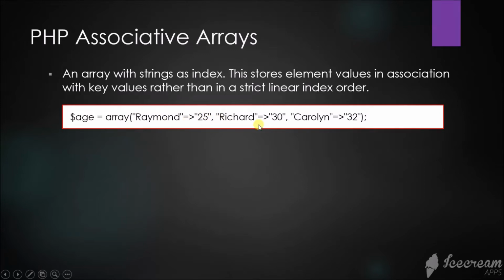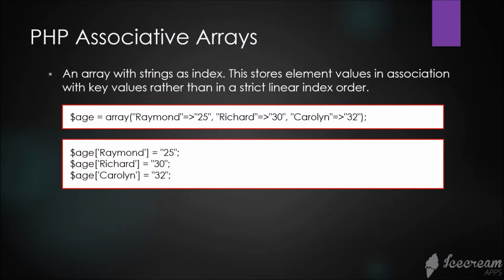So this is how we set up the associative array. The string index, the equal and greater than sign, like an arrow, then the value. Okay? So that's how we set up the associative array. Okay? So another way of adding an element or an item is like this. The variable name of the array, then square bracket, then the index equals to the value. Okay? So that's how we set up our associative array.